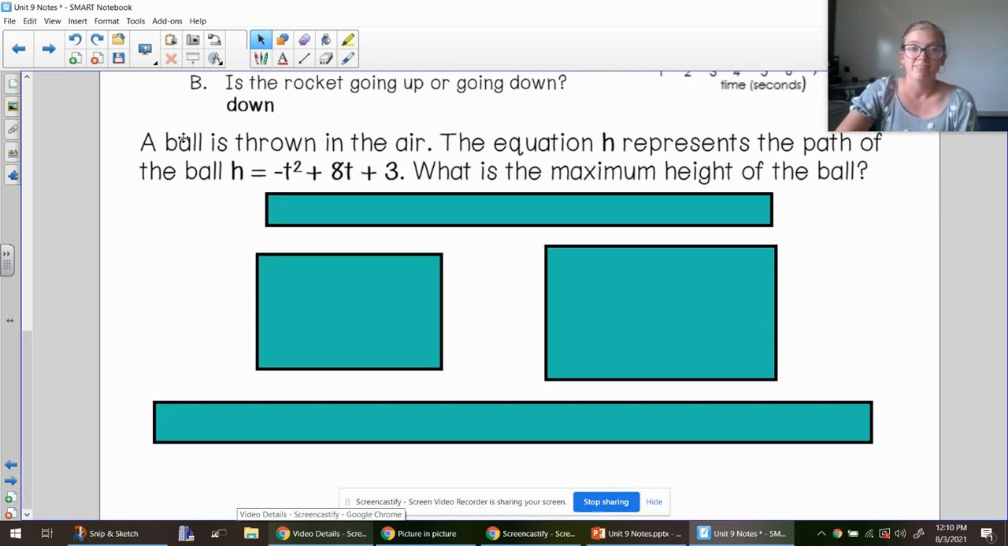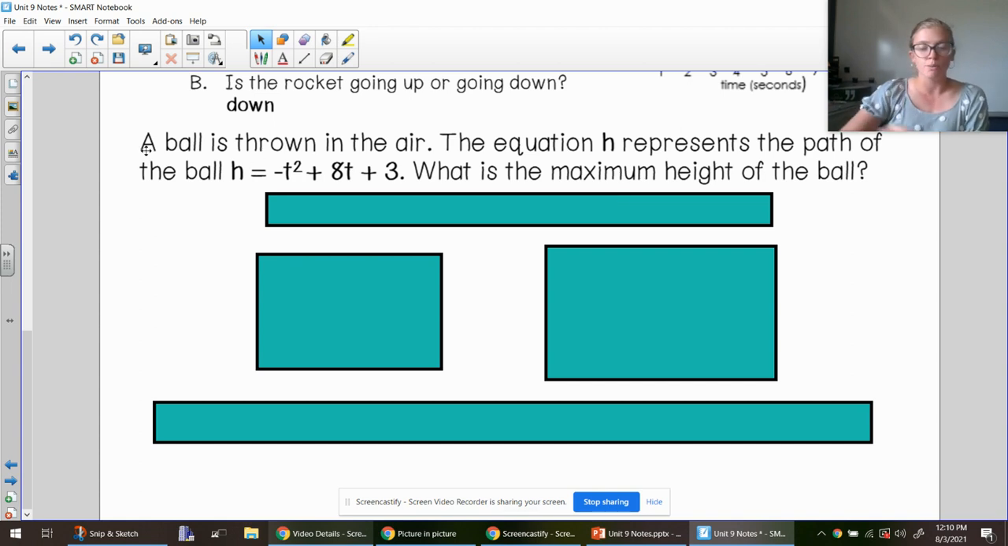Here's another question. A ball is thrown in the air. The equation h represents the path of the ball. H equals negative t squared plus 8t plus 3. What is the maximum height of the ball? Well, we're given the equation. We're not given the graph this time, so we're going to have to use algebra to figure out what the maximum height of the ball is.